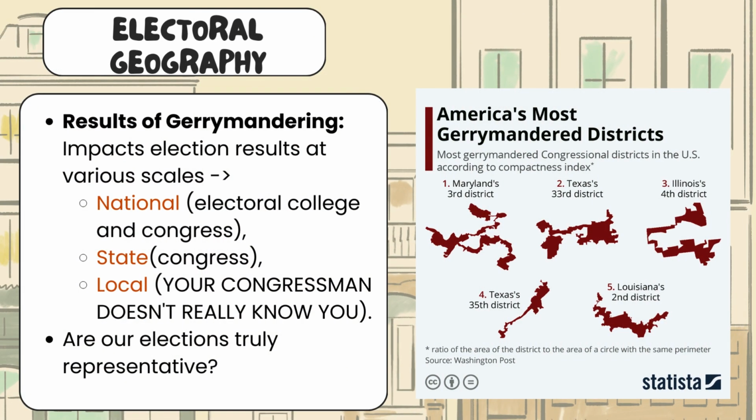The impact of gerrymandering. Gerrymandering affects elections at every level. On the national level, it influences Congress and the Electoral College. At the state level, it determines who controls the state legislature. In local areas, even your school board and city council can be affected. The bottom line is that gerrymandering can make elections unfair by letting politicians choose their voters instead of the other way around.